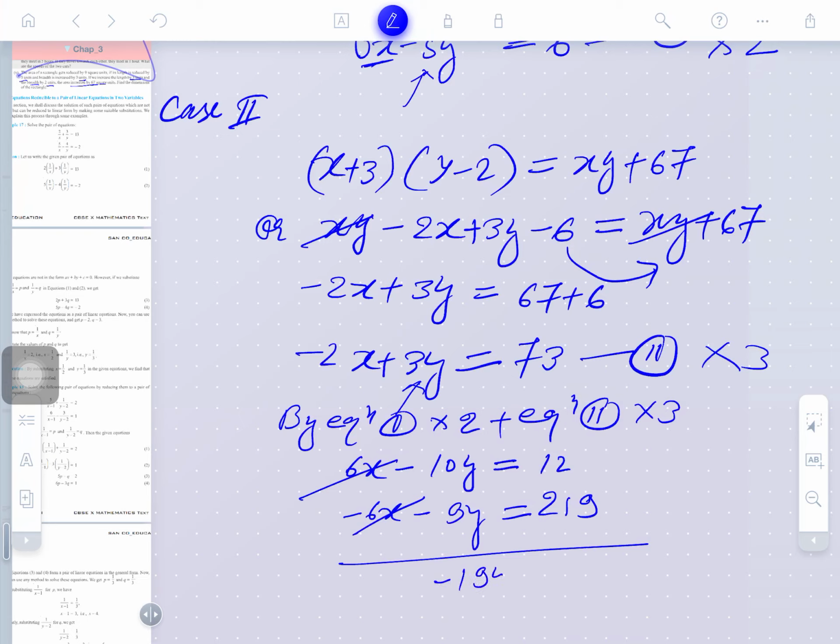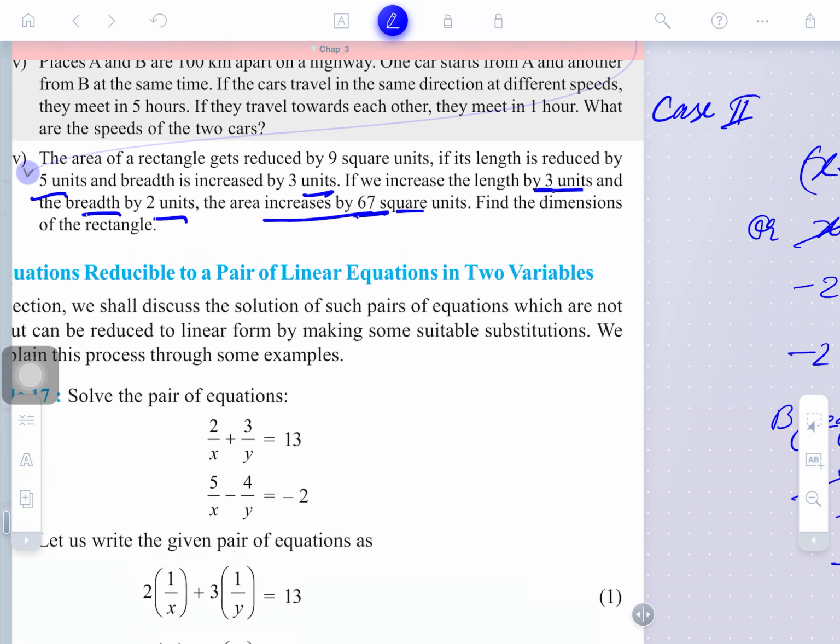Minus what will it be? 19y is equal to... minus or plus? So their sum is what coming? 211. Can they be cancelled here? You check this, what the question is saying here.